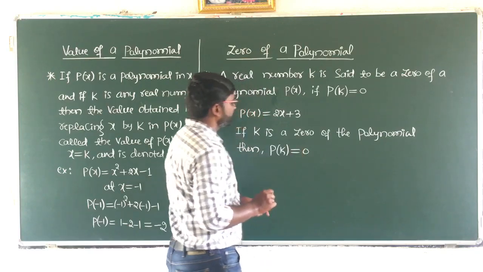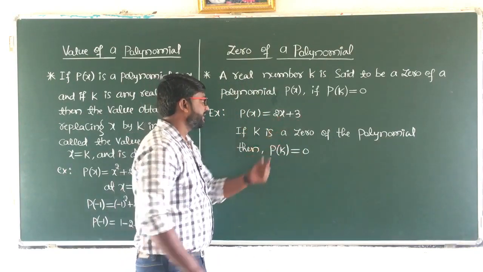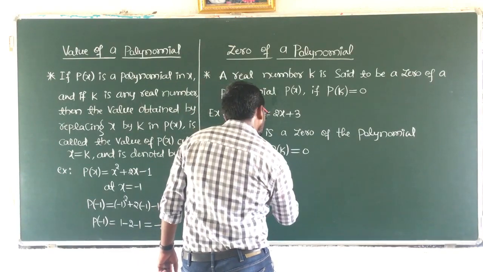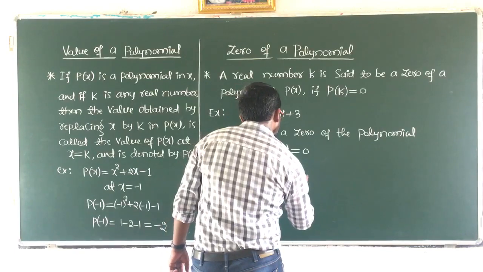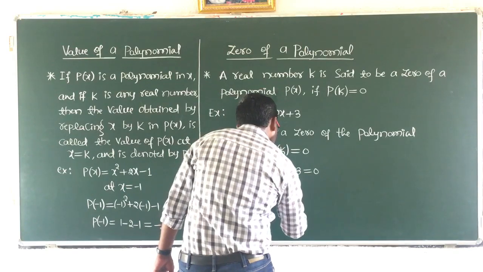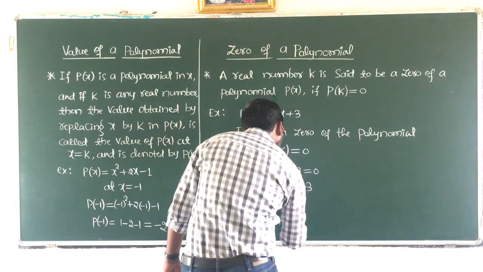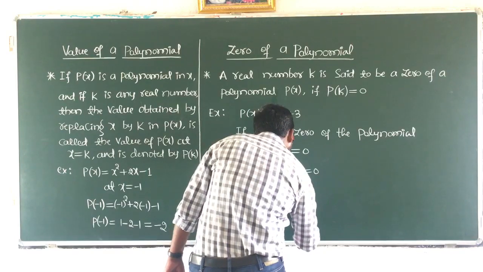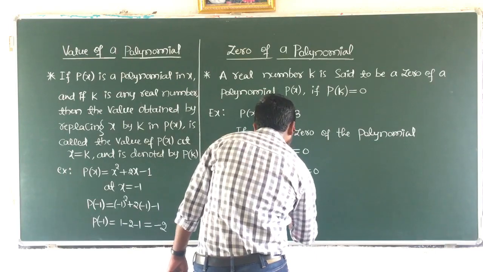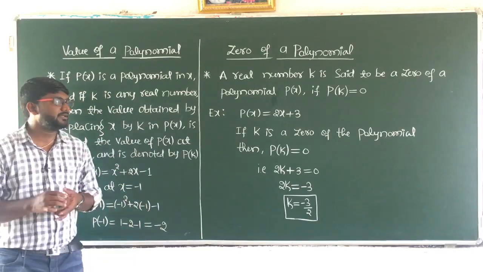That means, compare these two now. In place of x we have k, so replace x by k here. So that is 2k plus 3 equals 0. So now 2k equals minus 3, and then k equals minus 3 by 2. So here k is the zero of the polynomial. So this is all about the zero of a polynomial.